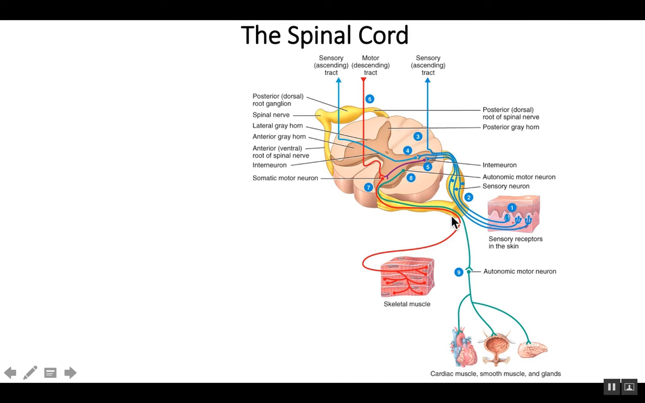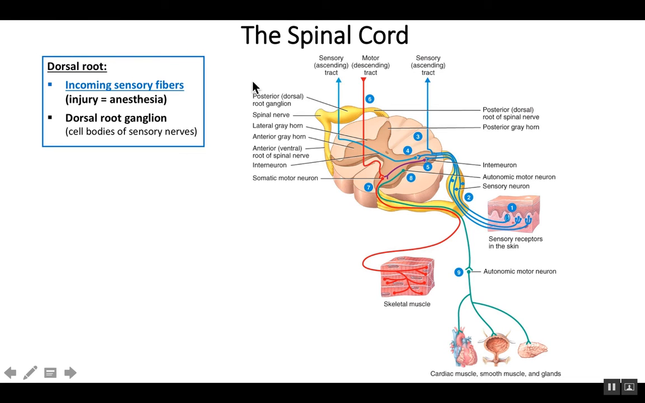So right here would represent a spinal nerve that has these sensory neurons in it, as well as these motor neurons shown in green and red. These neurons are going to transmit into the spinal cord, and this structure here that allows these sensory nerves to enter the spinal cord is known as the dorsal root. If you recall, dorsal also means posterior.